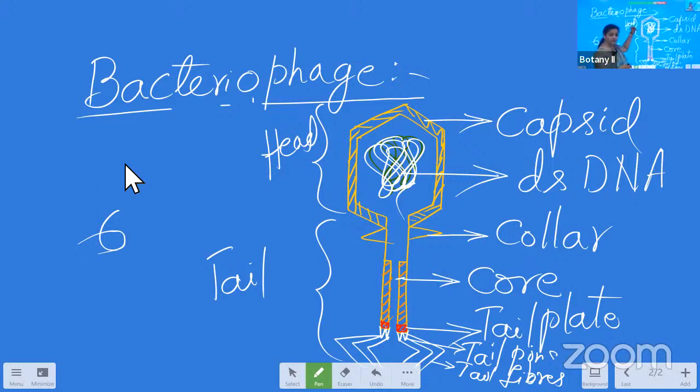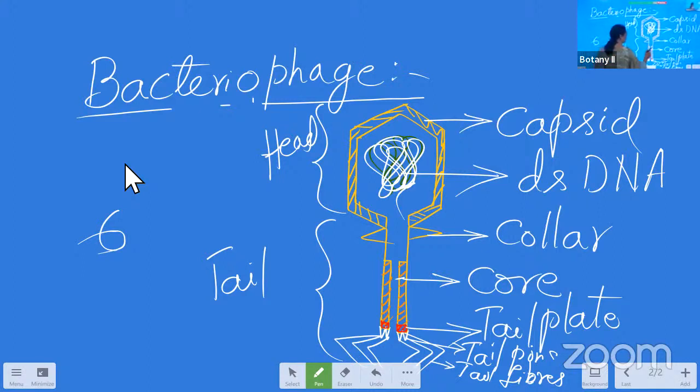So we have given the name for this viral organism as the bacteriophage. And this bacteriophage body can be divided into 2 major parts, head and the tail part. Head is hexagonal in shape, having a thick capsid and the double-stranded DNA in it. And the tail portion is having the core, tail plate, tail pins, and the tail fibers. And the head and the tail portion are separated with the collar-like structure.